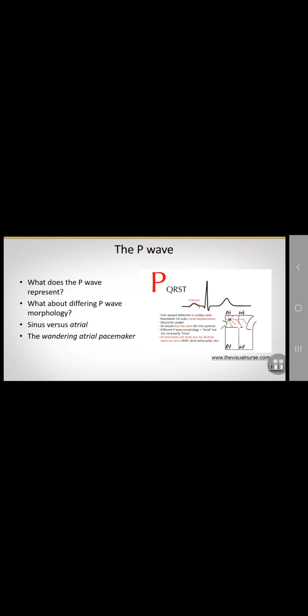If a P wave appears that looks different than the rest, we refer to this as an atrial ectopic beat. Ectopic simply means that it's from an abnormal origin. If an atrial beat comes early, we call it a premature atrial contraction, or PAC. Premature atrial contractions are typically benign, but they may be felt as occasional palpitations in some patients, for example.